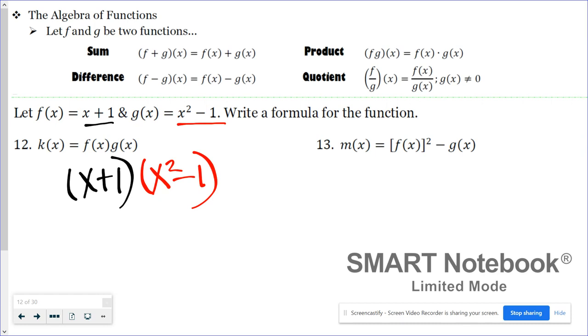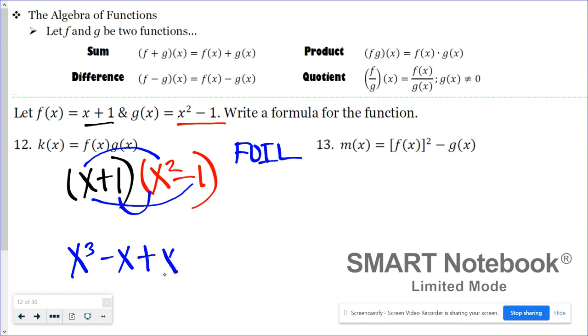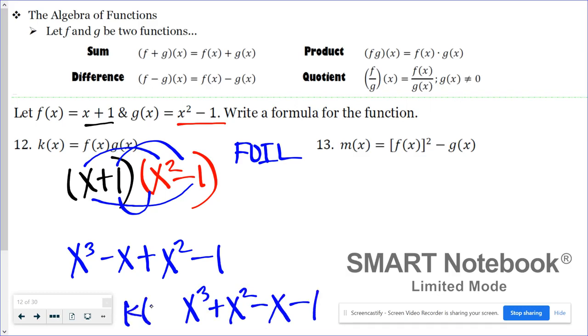So in order to simplify this, I do need to multiply these two quantities together, and I can do that by FOILing. First, outside, inside, last. So I multiply my first terms and I get x cubed. Multiply my outside terms and I get negative x. My inside terms give me positive x squared, and then my last terms give me negative 1. And then I should combine like terms and/or write in standard form. There are no like terms here, so I'll just write it in standard form where the exponents are getting smaller. And that's my new function k of x.